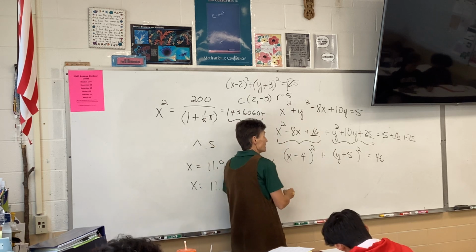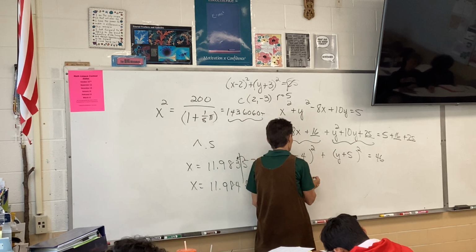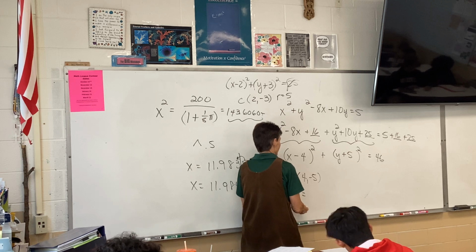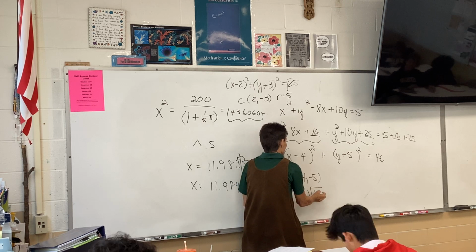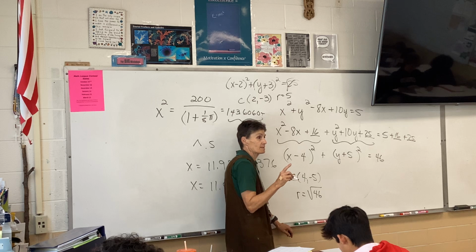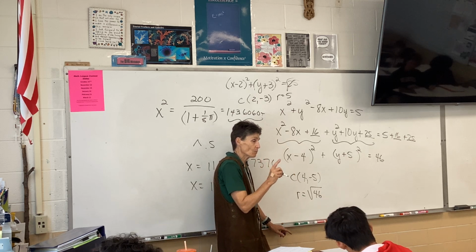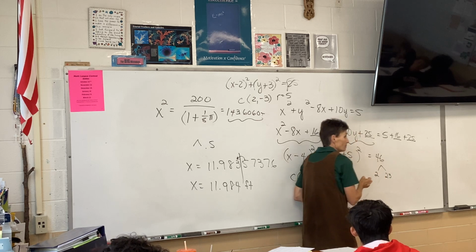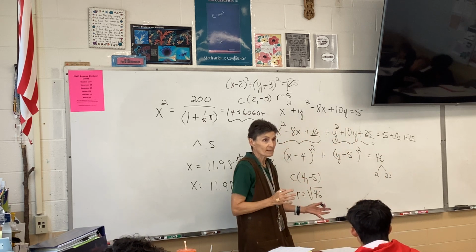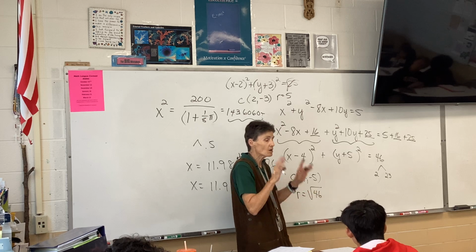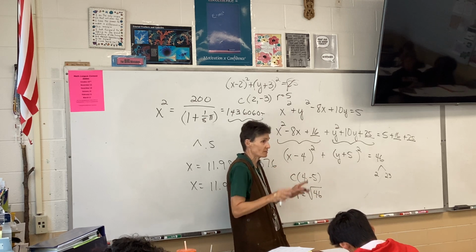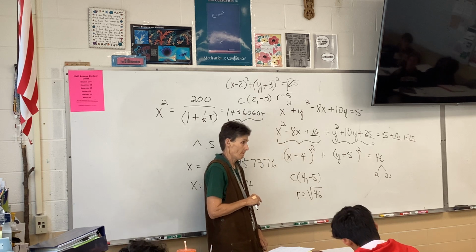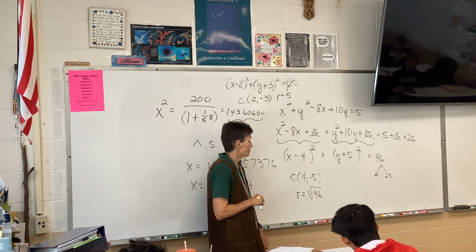So where's my center? 4, negative 5. What's my radius? Square root of 46. Don't mess with that, because it's 2 times 23. Do you have 2 of anything? No. So it's done. I know it's 2 times 23, but I need 2 of something. So it's just root 46.